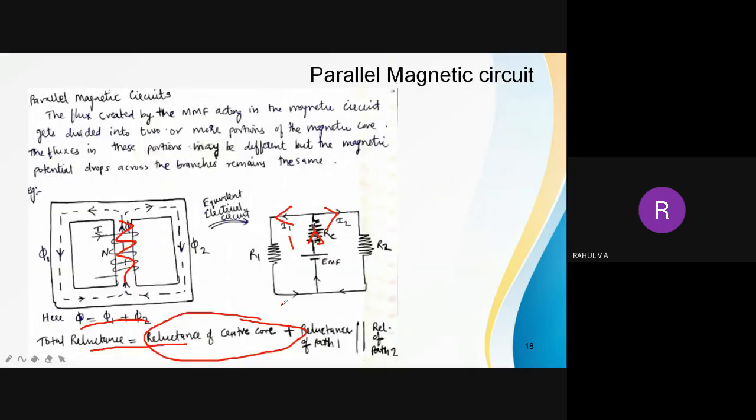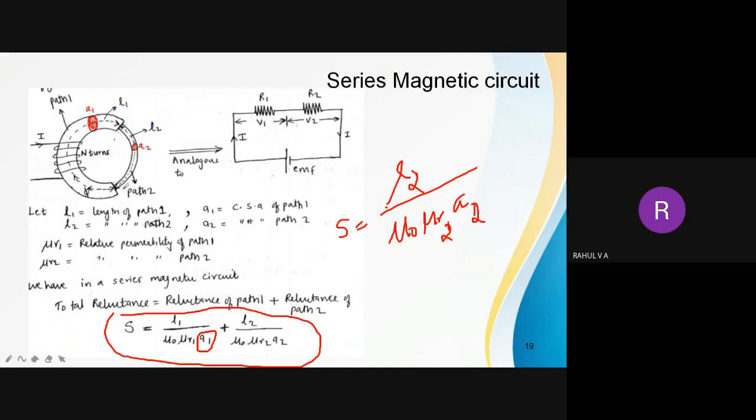Then we have seen that the total reluctance in a series circuit is the reluctance of path 2 plus the reluctance of path 1. So what is the equation for reluctance? We already know it is L divided by mu 0 mu r1 A1. So when there are two sections, we have to add both: L1 divided by mu 0 mu r1 A1 plus L2 divided by mu 0 mu r2 A2. So that is the equation for reluctance.